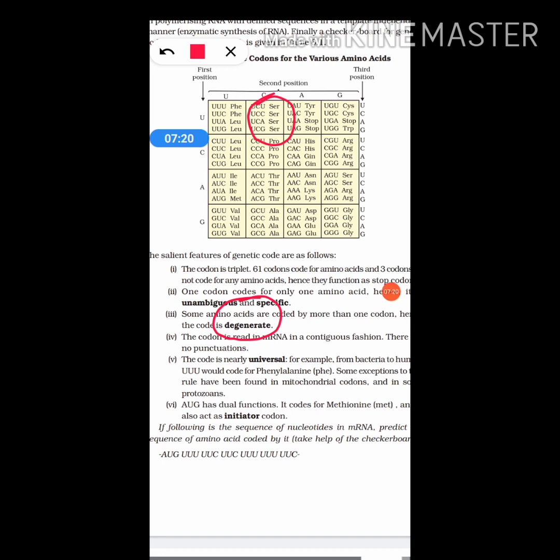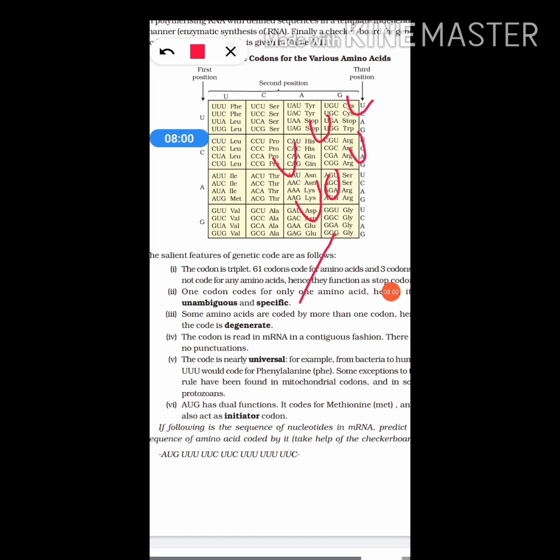What do you mean by specific? Each codon will code for one amino acid. That is called specific. Then what do you mean by degenerate? Some amino acids are coded by more than one codon. In both these cases, you have to mention the example also. Clear? In specific, you can write any example, UUU, which is the easiest one. UUU is coding for phenylalanine. UUC is coding for phenylalanine. Then when we are writing degenerate, we can write these same examples: phenylalanine is coded by UUU and UUC.